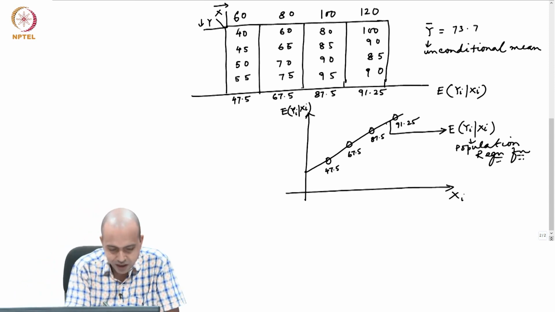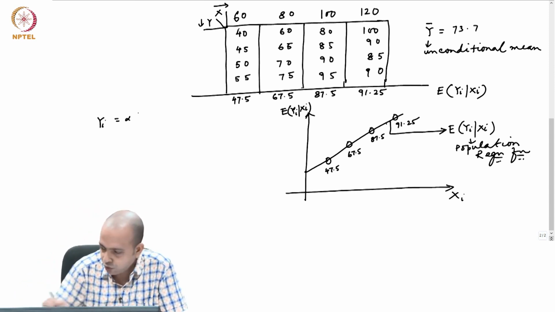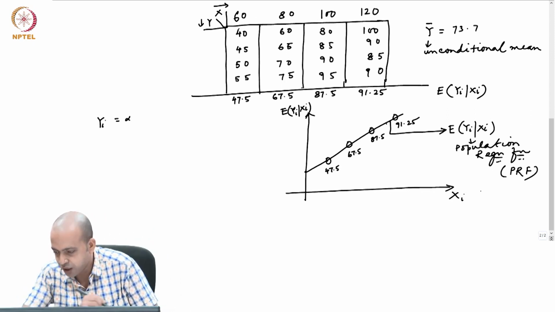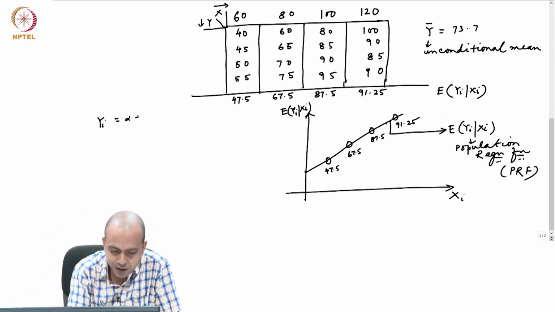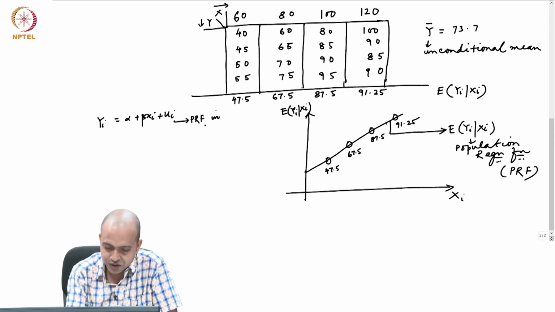In short this is called PRF. When I write yi equals alpha plus beta xi plus ui, that is nothing but the population regression function in its stochastic form, because I have added one error term also. This is called PRF in stochastic form.